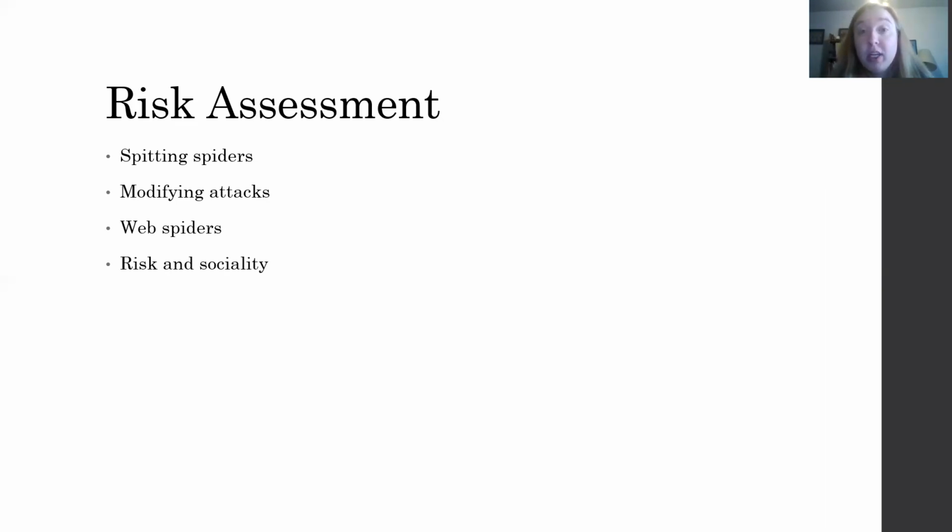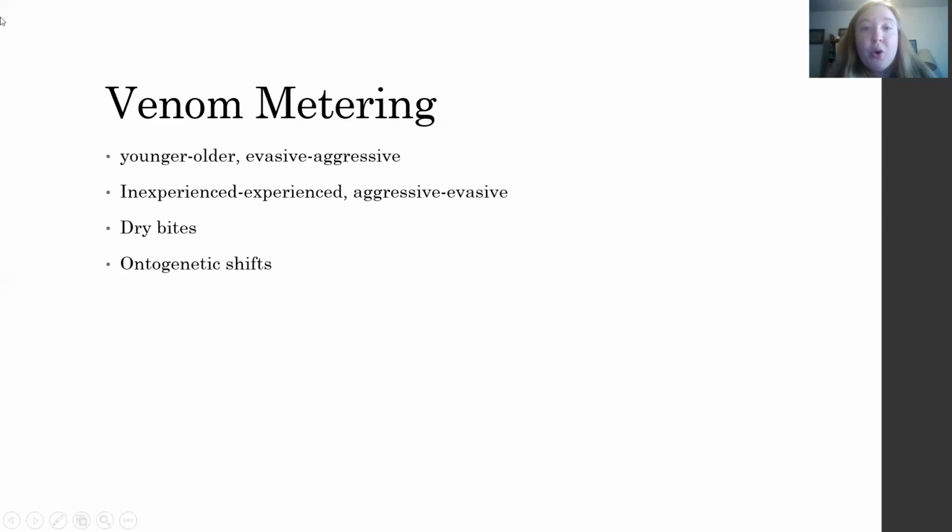So we usually talk about risk assessment with invertebrates and arachnids in terms of prey and predators, but there's actually a bunch of social risk, because in a cannibalistic species, especially socially cannibalistic species, you have to be able to analyze what the likelihood of you getting cannibalized by another individual is and respond accordingly to that.